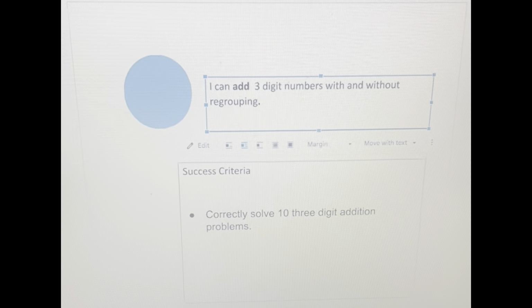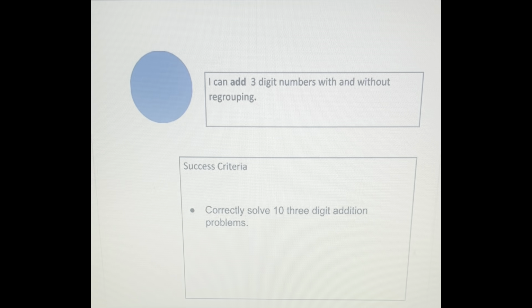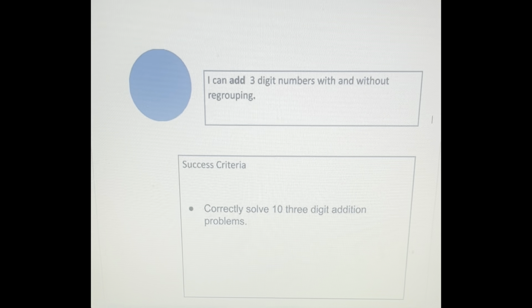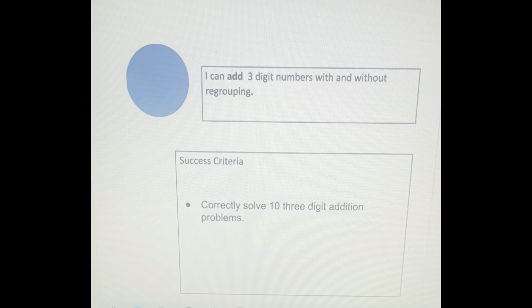DJ, drop a beat for the learning target of the day. The learning target of the day for Season 2, Episode 7 of the Mr. Camilleri Show is I can add three-digit numbers with and without regrouping. Success criteria: correctly solve 10 three-digit addition problems.